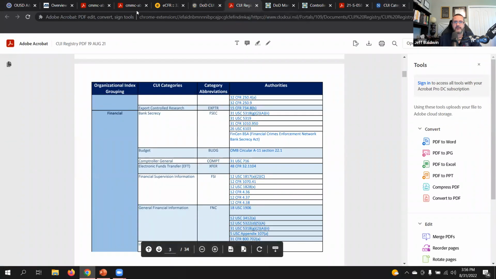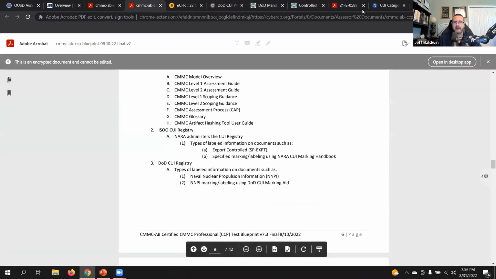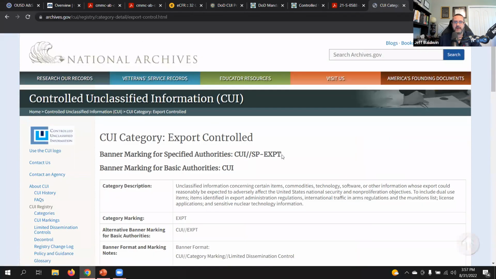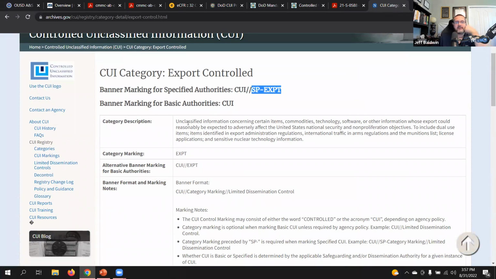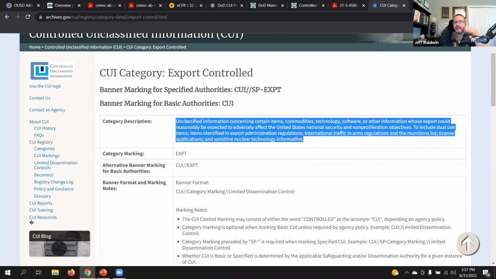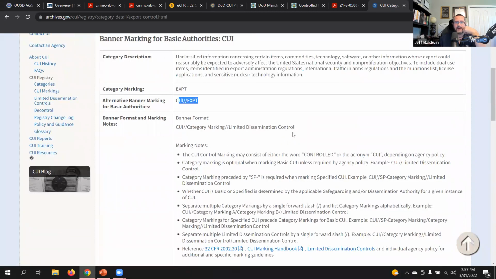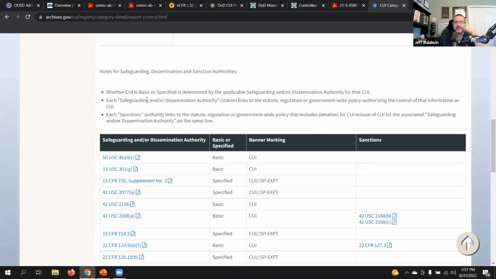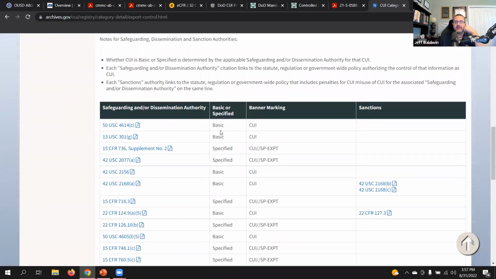Close that. Here in this, it had the reference to SPEXPT. So if you wanted to go to the one that's export controlled, that'll get you to the SPEXPT. So good things here to understand, not necessarily for the CCP exam, but since I'm here, I'll explain them anyways. You have the description. It's useful, but don't go only off of the description. Here's how you mark it, the banner format. What you want to pay attention to is the safeguarding or dissemination authority.